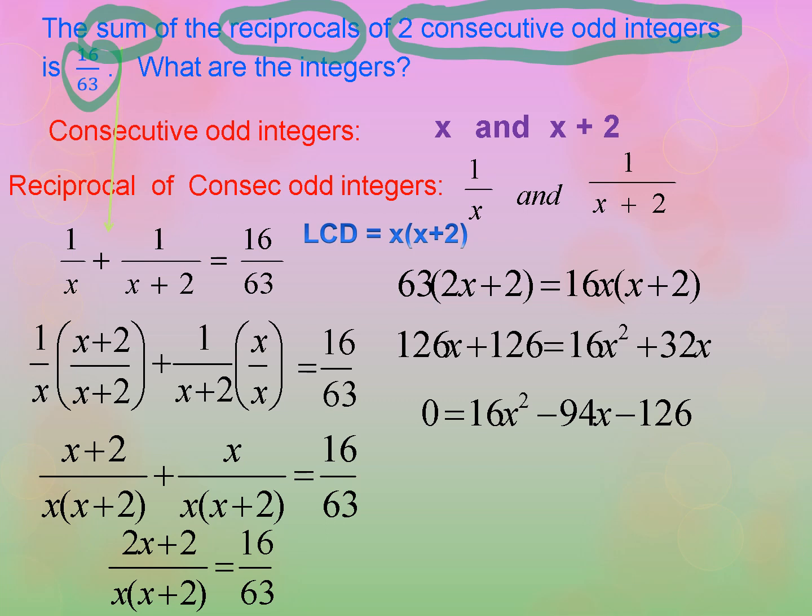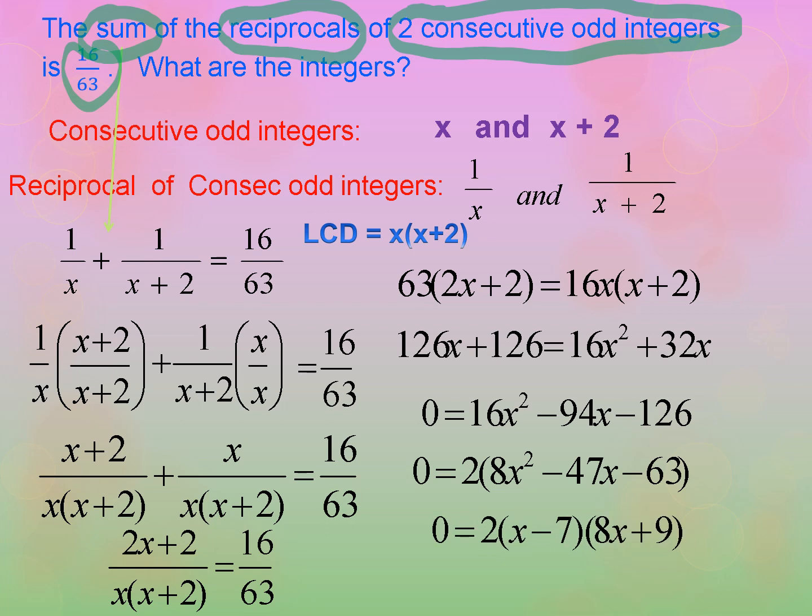So I bring everything over to the x squared side, so I subtract 126x from both sides as well as 126. Now I'm ready to factor. So first thing I notice is that I can factor out a 2. Hopefully that makes my numbers a little bit more manageable. Okay, so if I can factor out a 2, that's a lot easier to deal with than 16, 94, and 126. So I factored out a GCF. Now I'm going to factor the inside. So I get 0 equals 2 times x minus 7 times 8x plus 9.